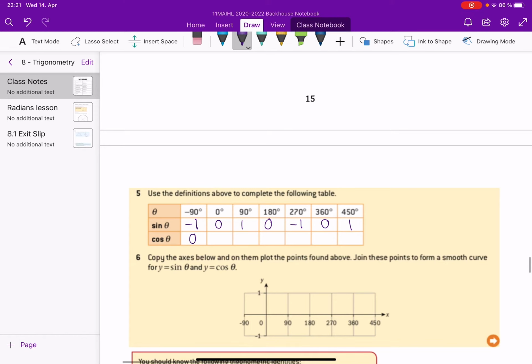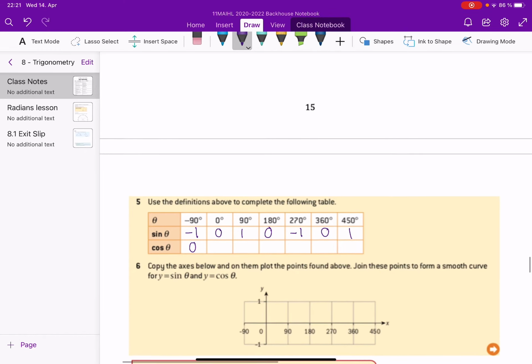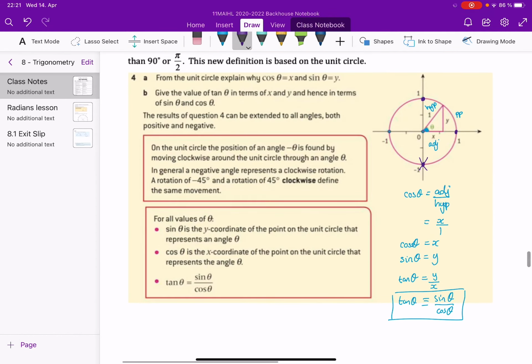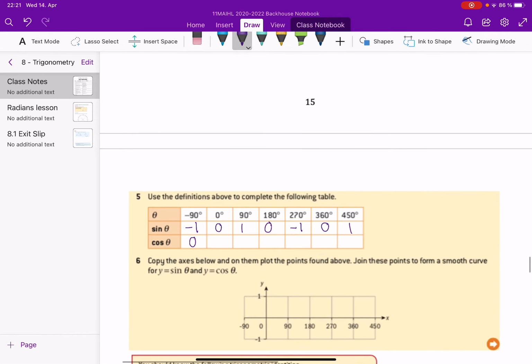I might do one or two more as I made a mistake on that one. I want to find cos of 0. 0 is down here. That's my angle of 0. The x value is 1. I'll put that in here.